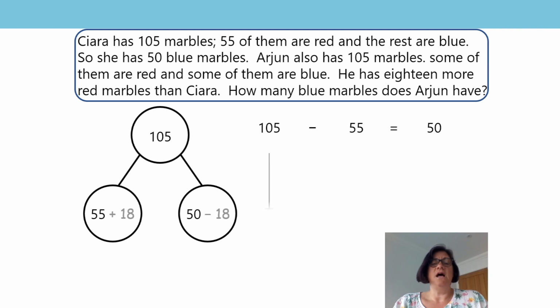In my equation, I increased the subtrahend by 18, so I had to decrease the difference by 18 as well. Did you decide that Arjun has 32 blue marbles? I'm sure you did. Well done. Now, here's another way of thinking about this problem.